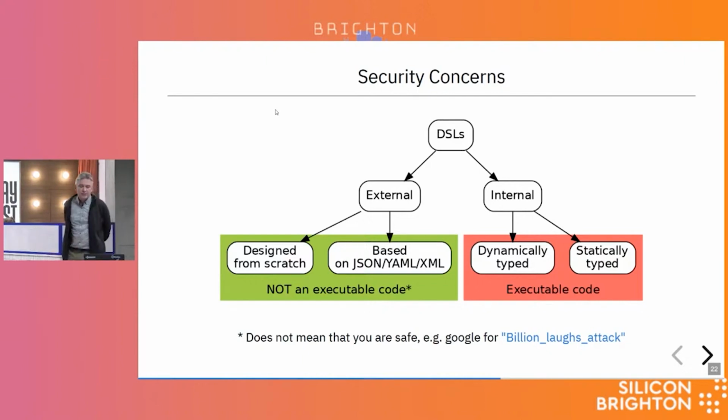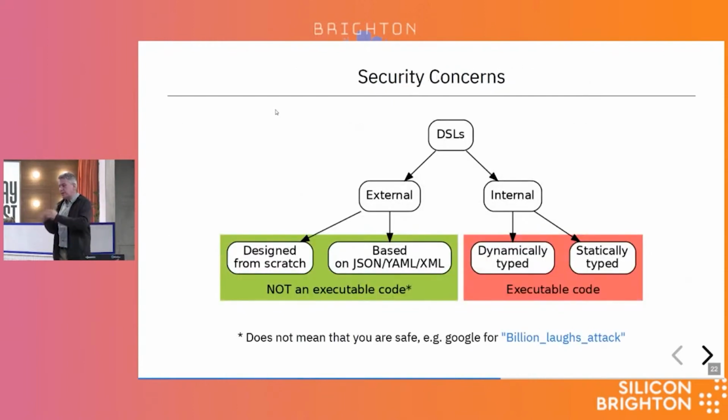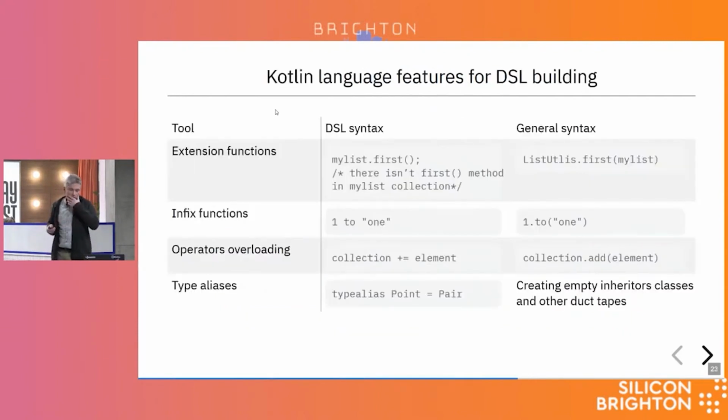So still, you're never completely safe. But of course, if you are going to create some web services based on DSL, you have to think twice about internal DSLs. Okay, so now we figured out the place of Kotlin DSLs. We figured out its drawbacks and its advantages. And now let's build one.